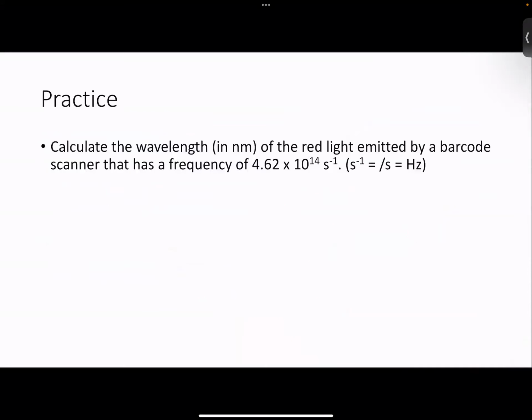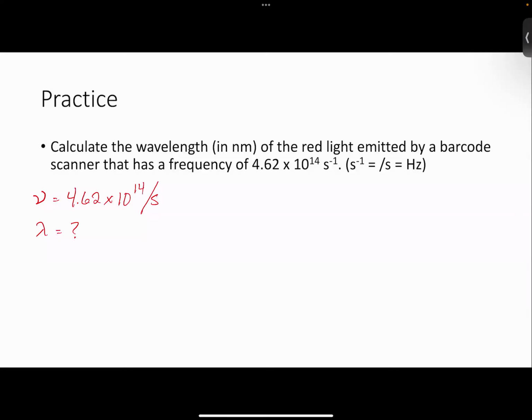Let's see an example. Calculate the wavelength in nanometers of red light emitted by a barcode scanner that has a frequency of 4.62 times 10 to the 14 per second. So what we know is the frequency is 4.62 times 10 to the 14 per second. We have been asked to calculate the wavelength.